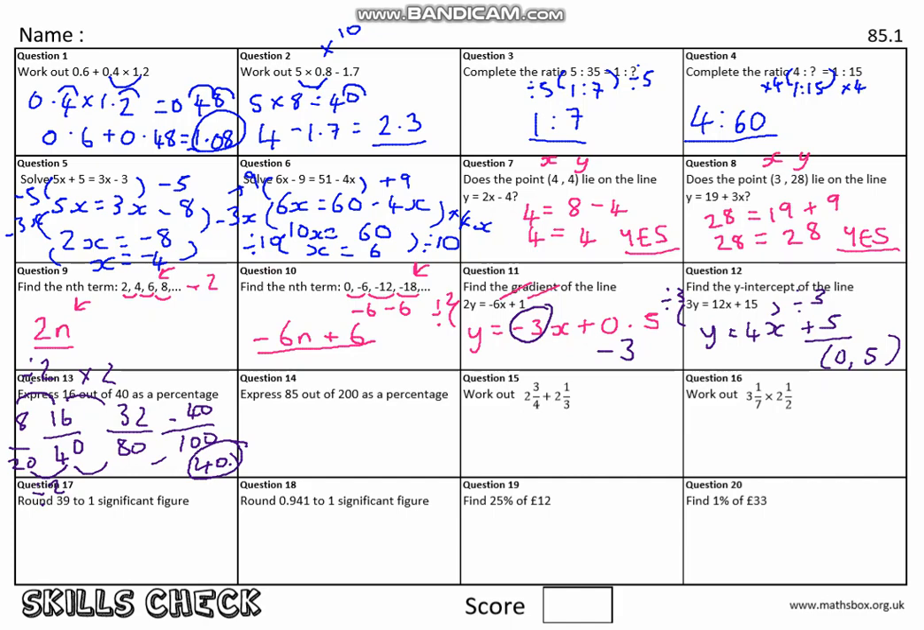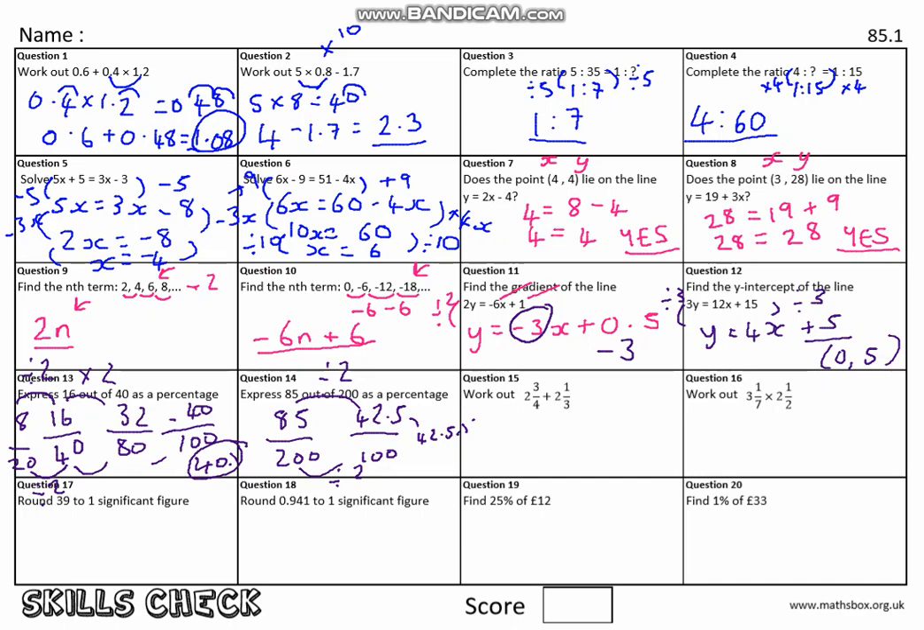Okay? Up next then, we've got to express 85 out of 200 as a percentage. So again, I want 100 on the bottom. So I had to divide by 2 to get that here. So I'm just going to have to divide by 2 to get that here as well. So if I divide this by 2, I get 42.5, and that's the answer, so 42.5%.